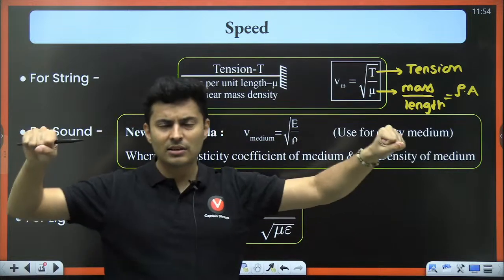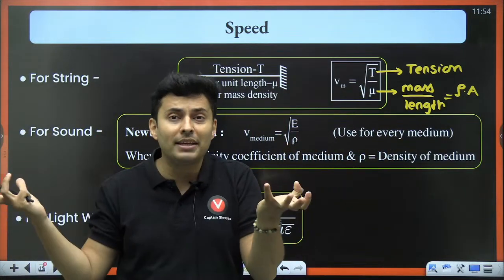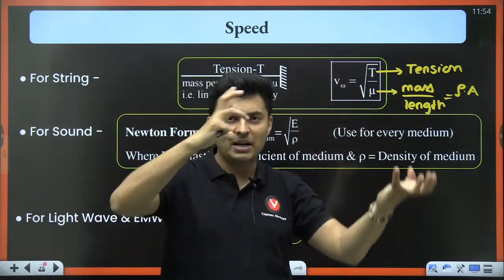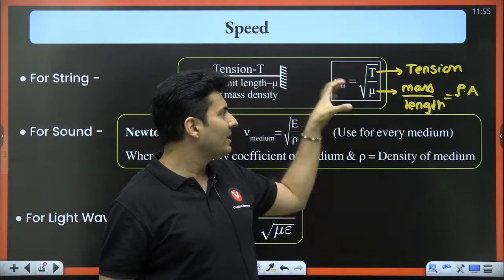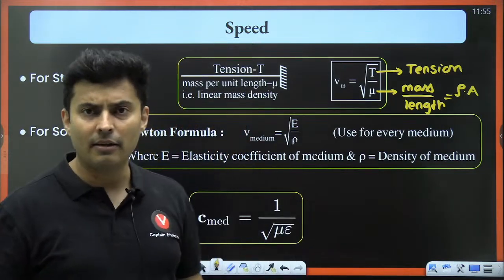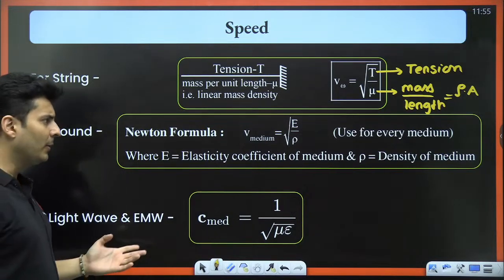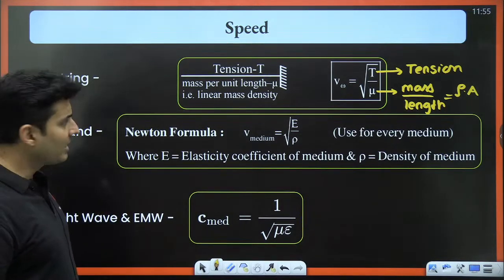If the tension is large, the speed will be good. If it is very heavy, bulky, it will be very difficult for the particles to move. So if mu increases, speed goes down. Is that right? Everybody with me? Keep all these things in your mind. Now, the formula for string is done.